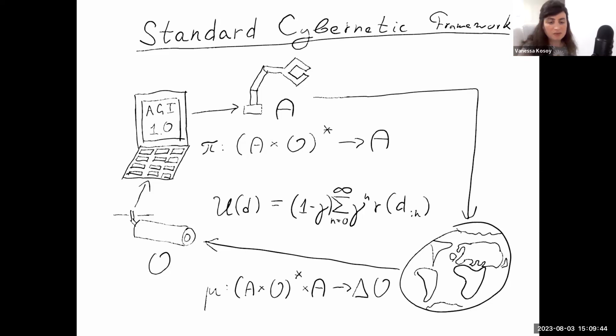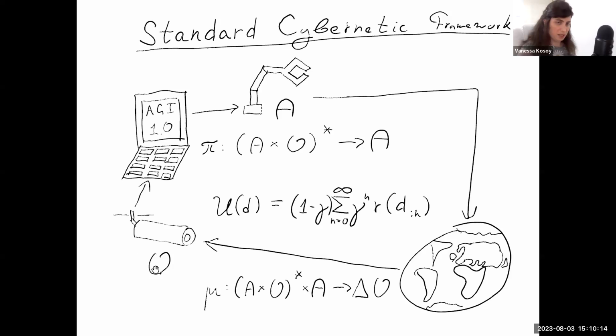So standard theories of agency use what I call the standard cybernetic framework. It says that there is an agent, and this agent interacts with an environment. It has some set of actions it can take. For example, maybe it's a computer connected to a robotic arm, and the actions correspond to different commands that the servos of the arm can receive.